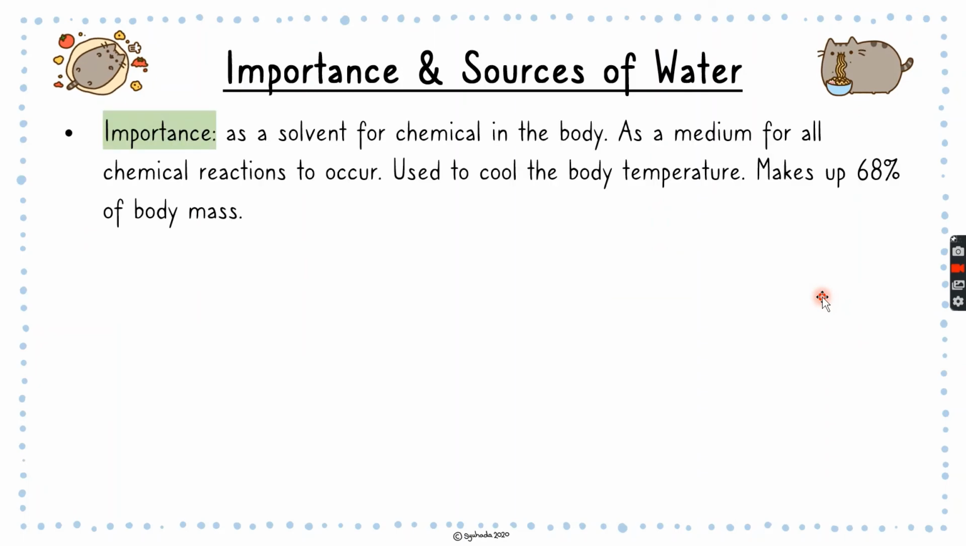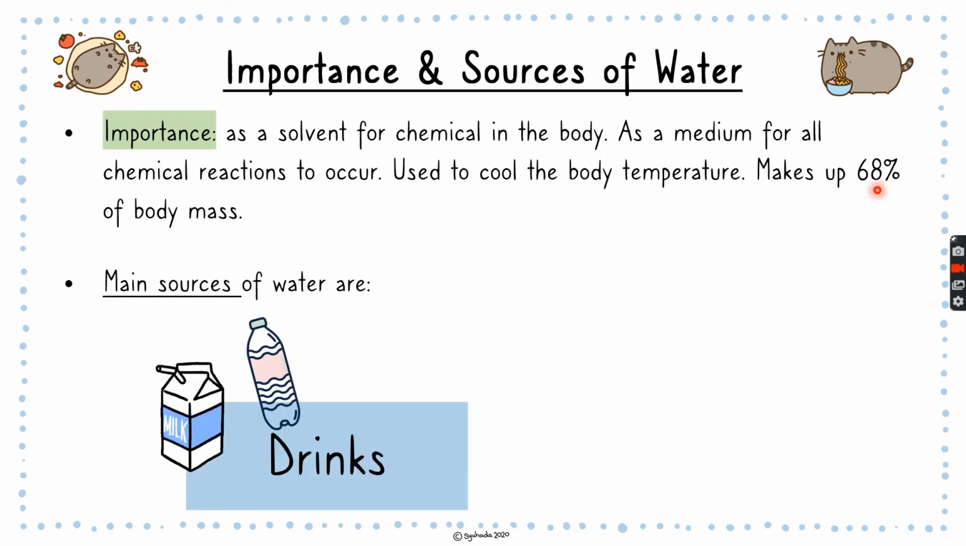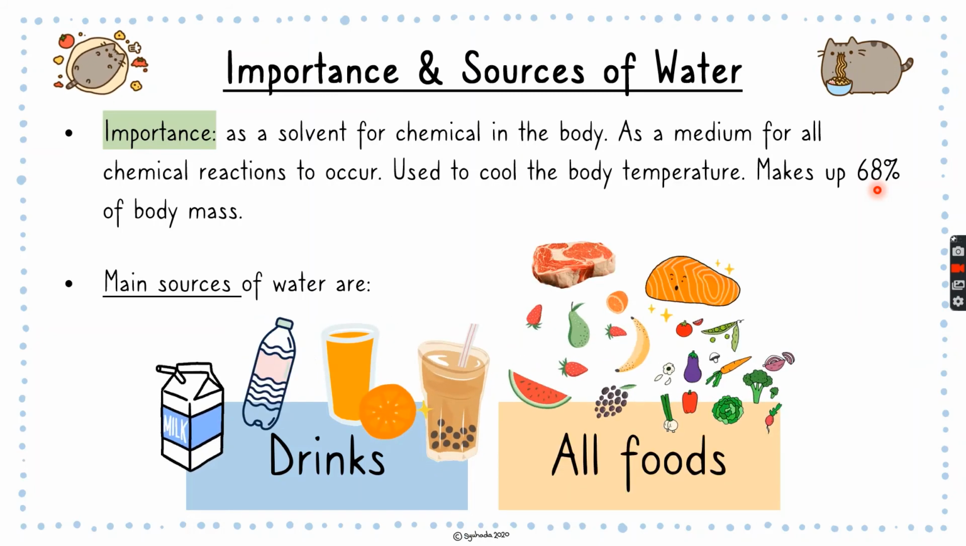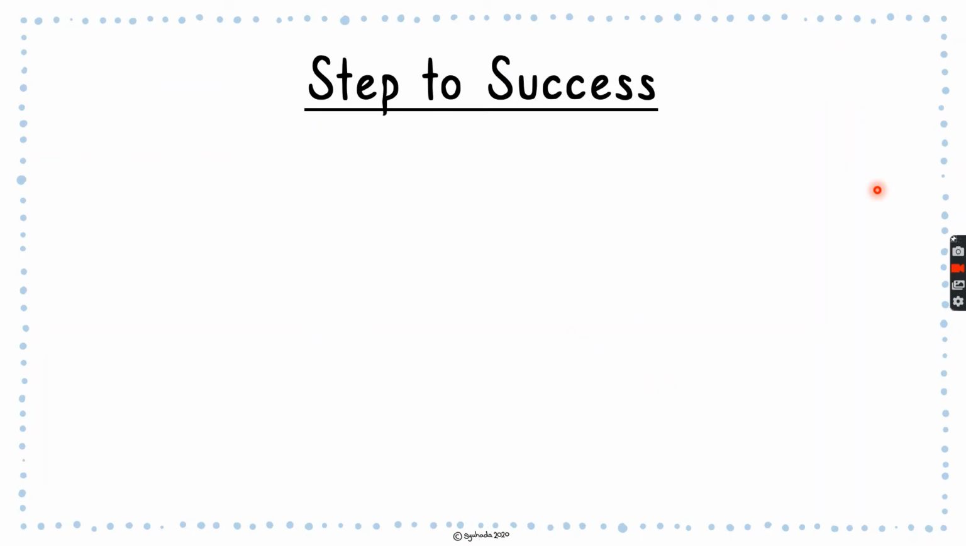Lastly, water. Water is important because it acts as a solvent, so it helps to dissolve a lot of chemicals that are important in your body for chemical reactions. It also acts as a medium for all chemical reactions to occur, and it also helps you to cool your body temperature and makes up about 68% of your body mass. The main sources of water are in drinks and in all foods, even all your protein and meat.